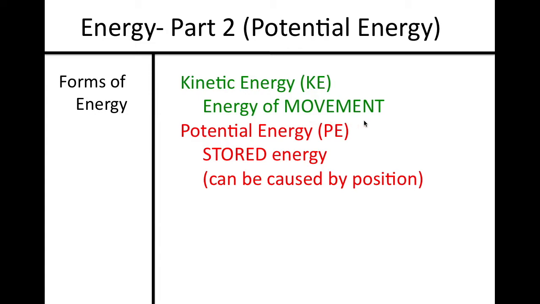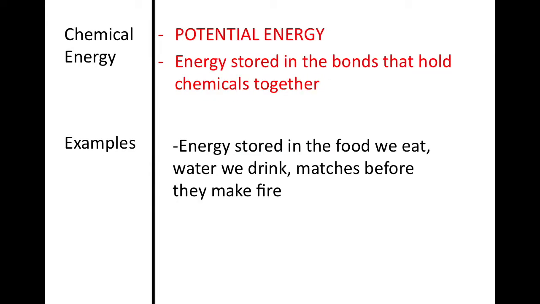The second form of energy is called potential energy, and this is stored energy. Any energy that is not moving is potential energy. It can also be caused by the position of the object, and we're going to go into more detail today. Chemical energy is a potential energy, and this is where energy is stored in the bonds that hold chemicals together.